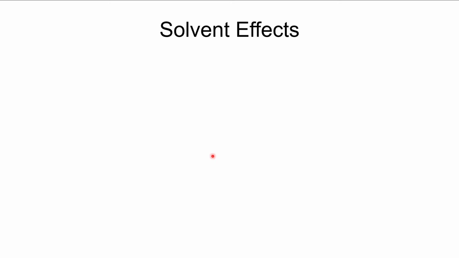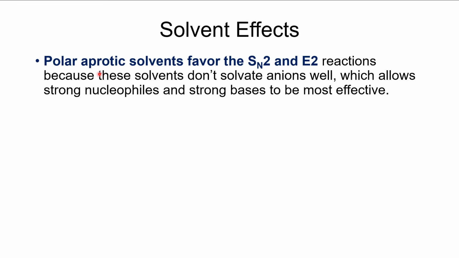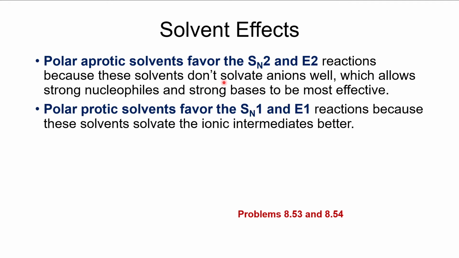As we've seen before, the second order mechanisms will be favored by polar aprotic solvents. The reason for this is that they don't solvate anions well, and that allows strong nucleophiles and strong bases to be more effective. Polar protic solvents, on the other hand, will tend to favor the SN1 and E1 mechanisms. So water, alcohols, things like that will tend to favor the SN1 and E1. Those are really good at solvating the ionic intermediates better.